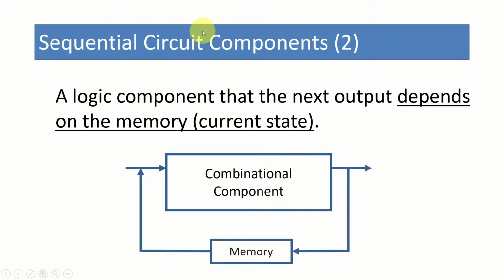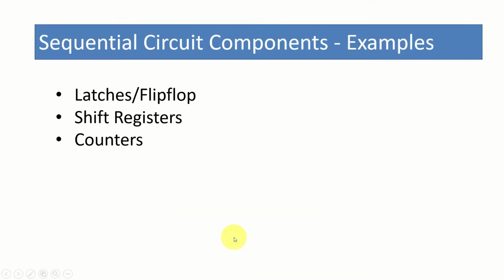And you can see that a sequential circuit component has a set of combinational parts plus there is a self loop. So your output is fed into the input. That is why we say that the output depends not only on the input but on the current state as well. So what are the useful sequential logic circuit components? The latches or the flip-flops, the shift registers, counters. Those are some widely used sequential logic circuit components.